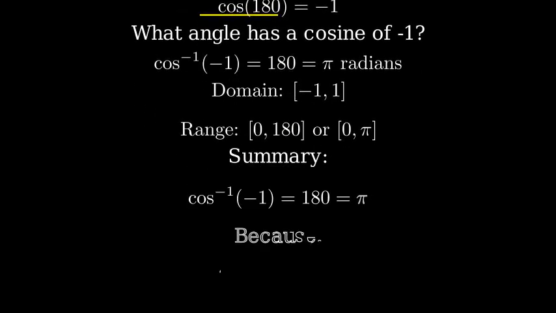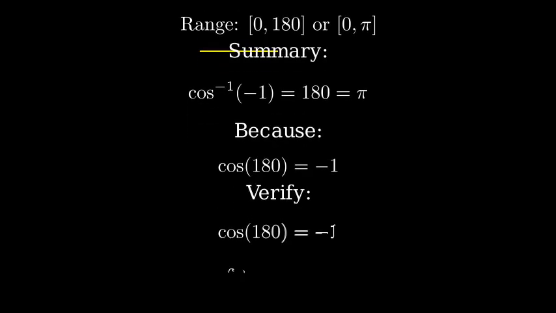So to summarize, the inverse cosine of -1 equals 180 degrees or pi radians, because this is the angle in standard position whose cosine equals -1. You can verify this answer by taking the cosine of 180 degrees on your calculator, which will give you -1.